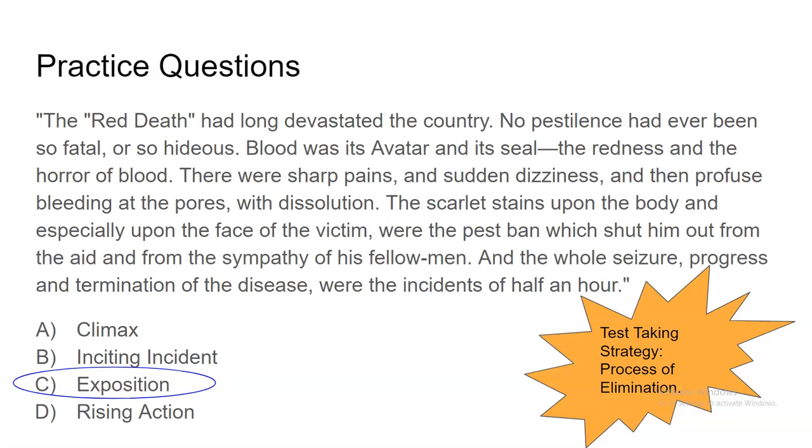So now we want to do some practice questions where we have: The Red Death had long devastated the country. No pestilence had ever been so fatal or so hideous. Blood was its avatar and its seal, the redness and the horror of the blood. There were sharp pains and sudden dizziness, then profuse bleeding at the pores with dissolution. The scarlet stains upon the body and especially upon the face of the victim were the pest ban which shut him out from the aid and from the sympathy of his fellow man. And the whole seizure, progress and termination of the disease were the incidents of half an hour.